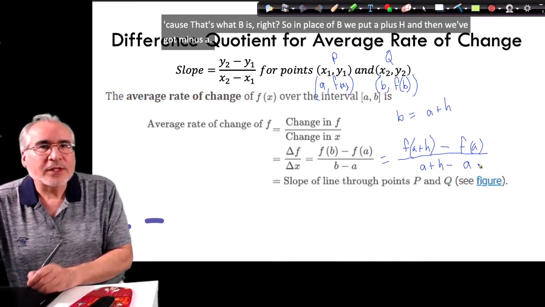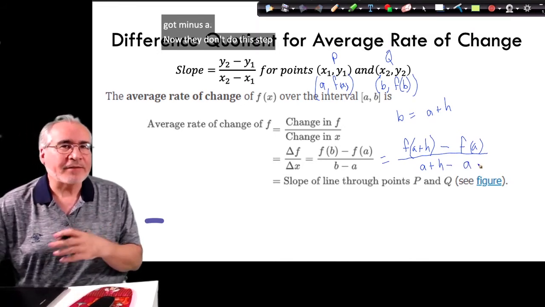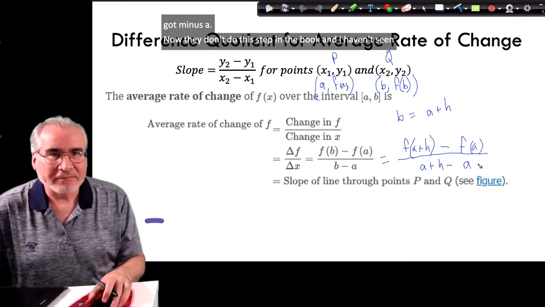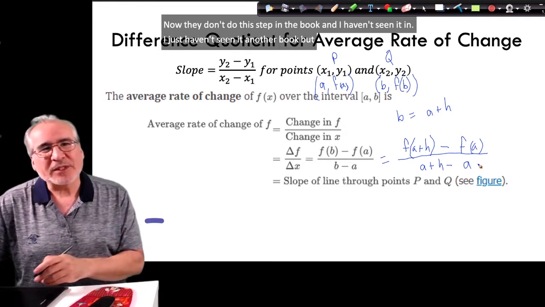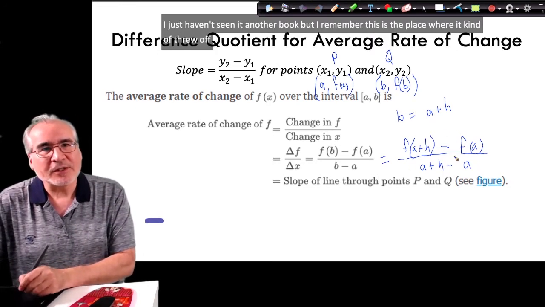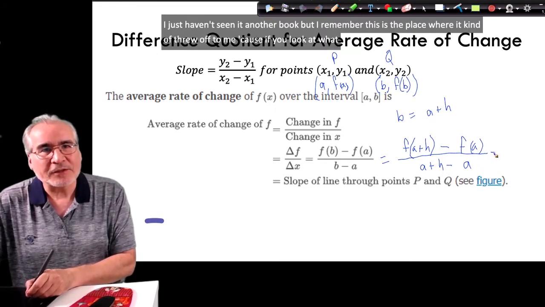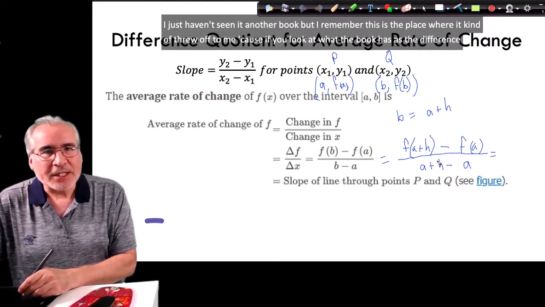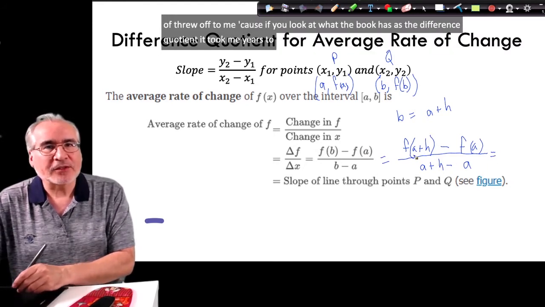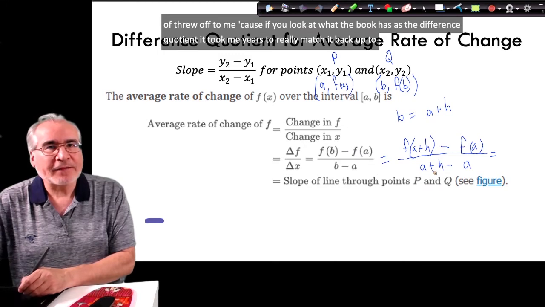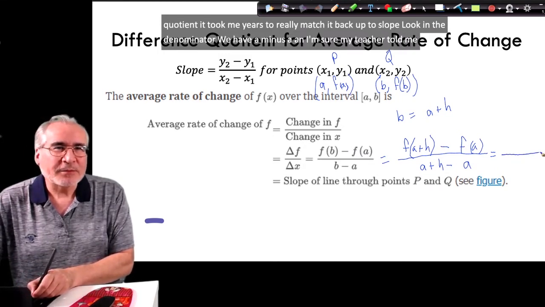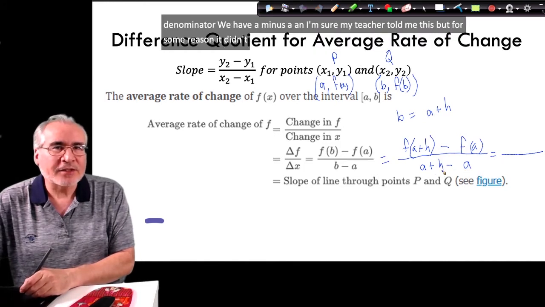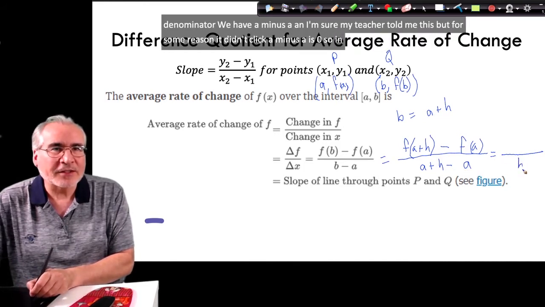Now, they don't do this step in the book, and I just haven't seen it in another book. But I remember this is the place where it kind of threw me off, because if you look at what the book has as the difference quotient, it took me years to really match it back up to slope. Look in the denominator, we have a minus a. And I'm sure my teacher told me this, but for some reason it didn't click. A minus a is 0, so in the denominator, all that's left is h.